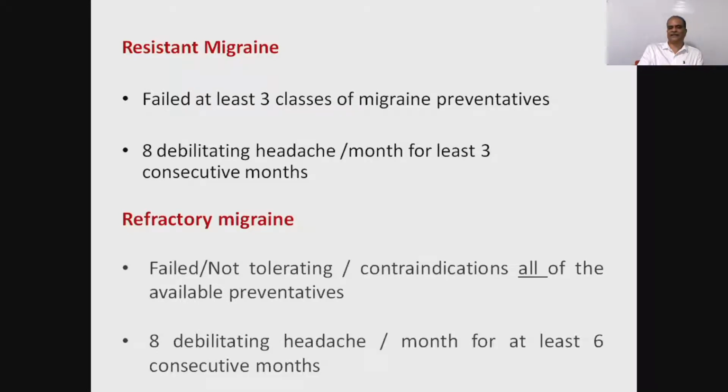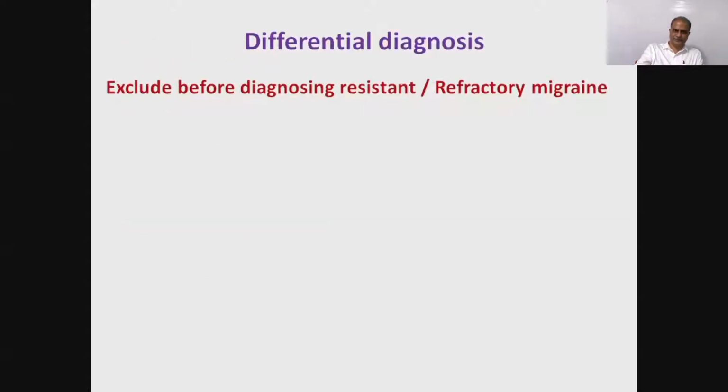And the last thing is refractory migraine, where the patient has either failed or is not tolerating all the available medication they have tried, and it is not working, and they are getting debilitating headaches at least 8 per month for the last 6 months. So these are all important terminologies which help us to manage the patients, and especially to use such newer drugs, we need to use these criteria.